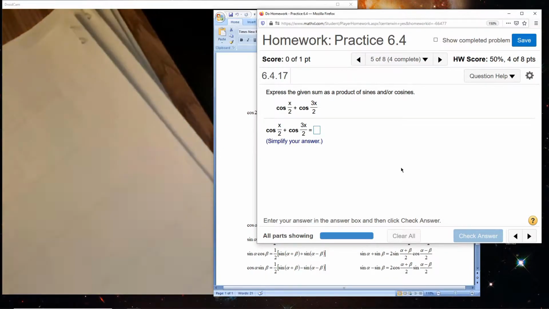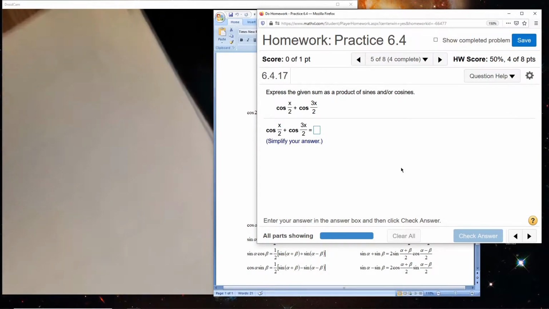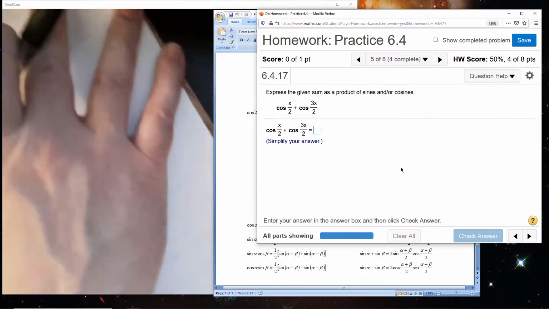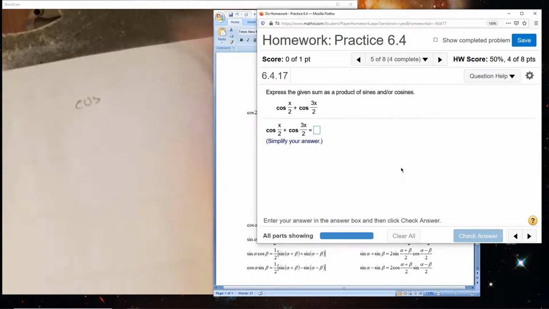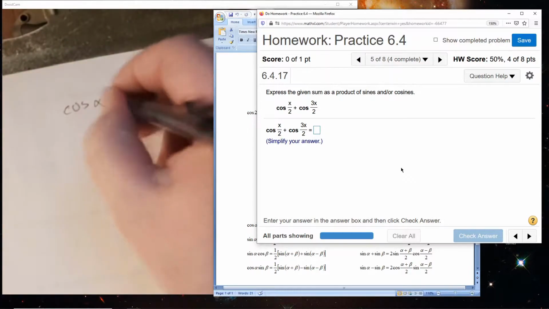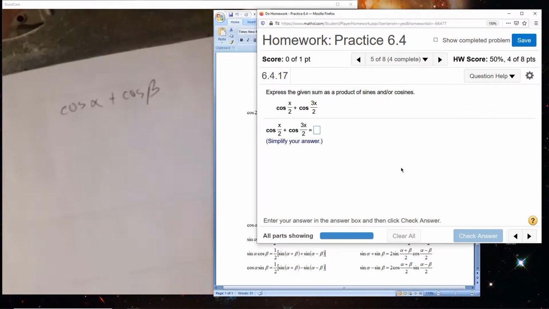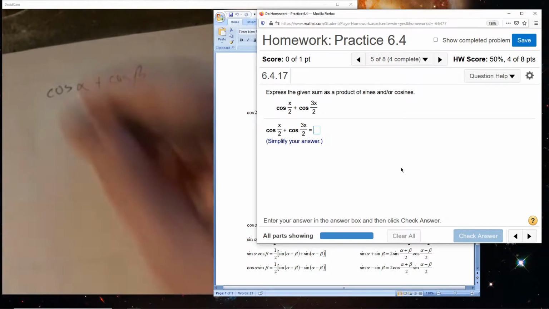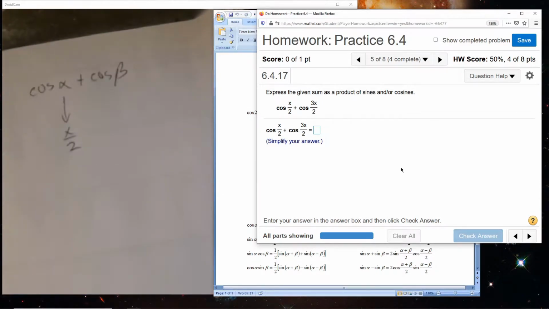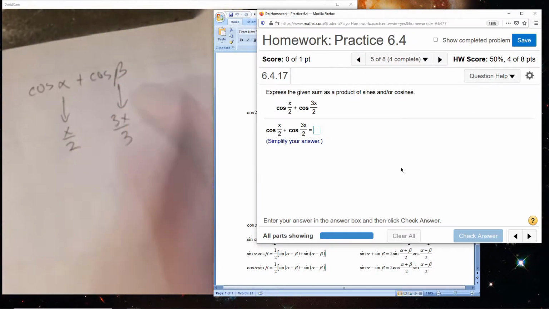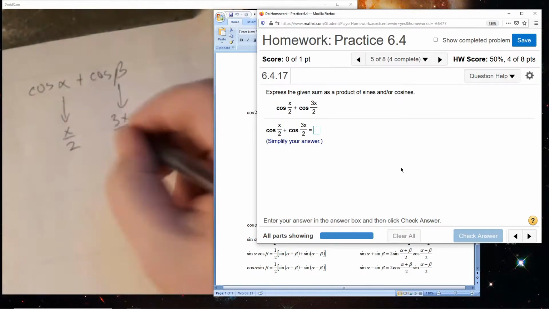And same deal again. Now it's just fractions. Will fractions mess you up? So this is cosine of some number plus cosine of another number. And then we identify alpha as x over 2 and beta as 3x over 2.